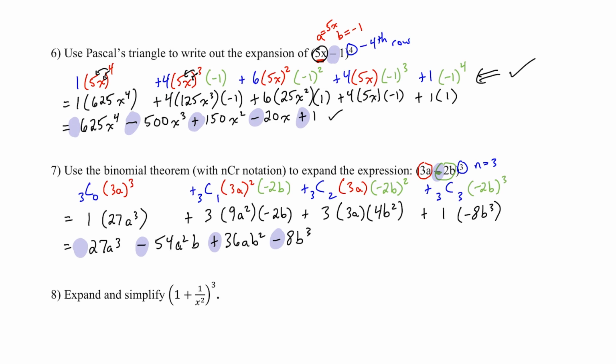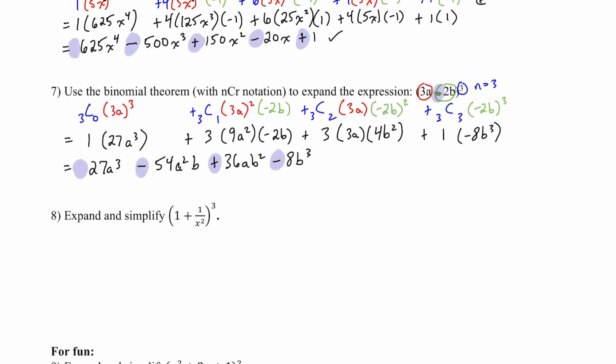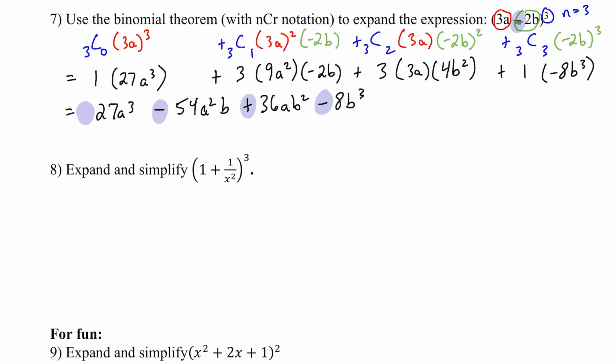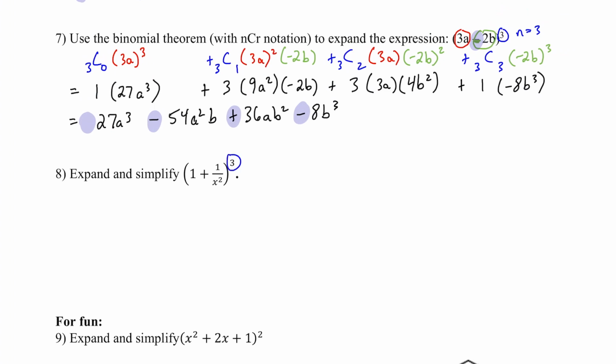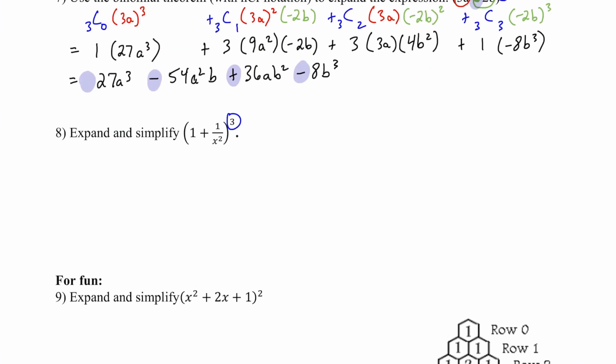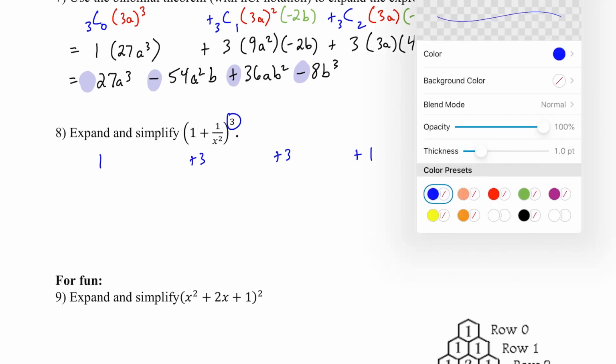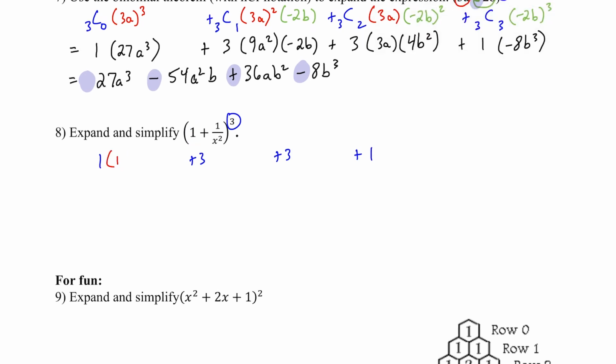All right, lastly, just to show off some skills here in our exponent skills, expand and simplify 1 plus 1 over x squared to the power 3. So I like my Pascal triangle method, so I'm just going to steal row 3, which gives me 1, 3, 3, and 1. Take this first term and we'll put 1 to the power of 3, 1 to the power of 2, 1 to the power of 1, and then no 1.